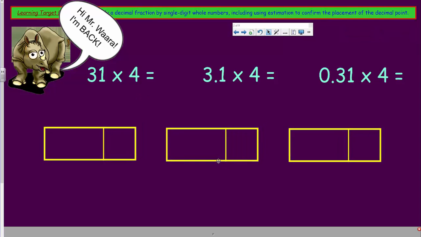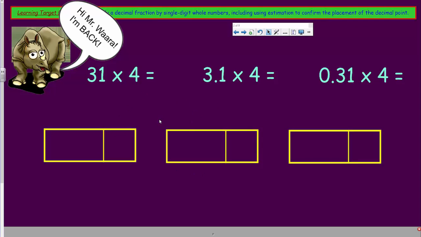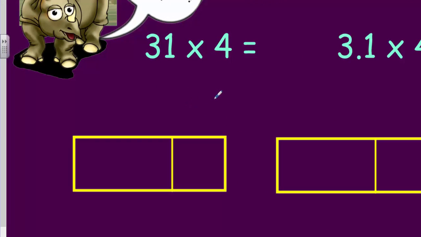I've set up an area model for each one of these problems. Let's see what happens. Here we have 31 times 4. We've done this area model before. You may recall that the 31 has a 3 in the tens place, so we could say this is 3 tens plus 1 one. Kind of funny to say it that way, huh? Then over here, we're multiplying it by 4. We put that 4 there.